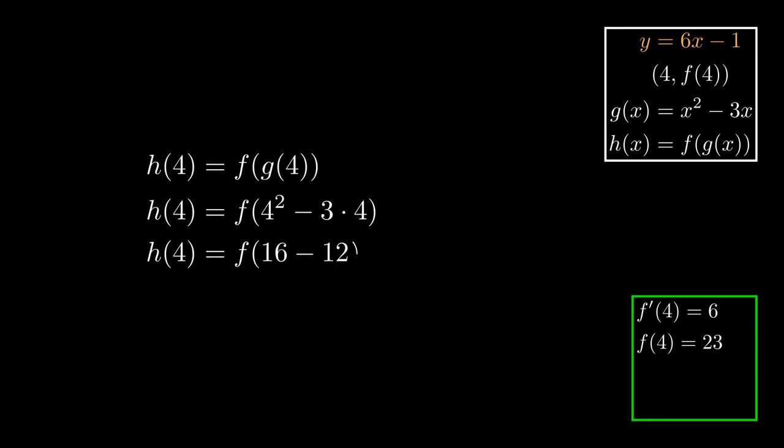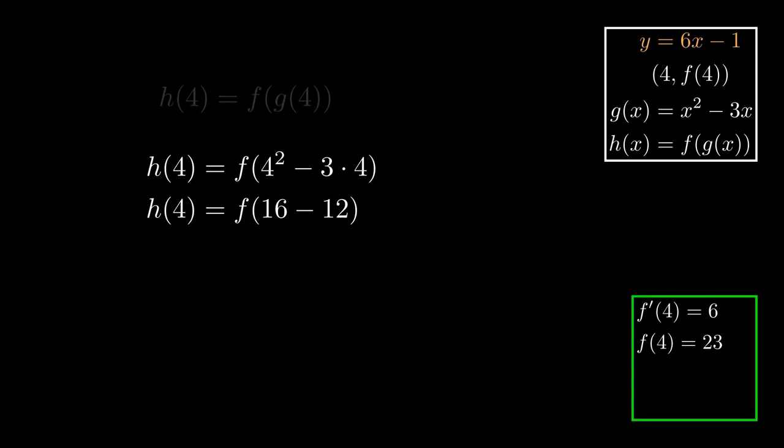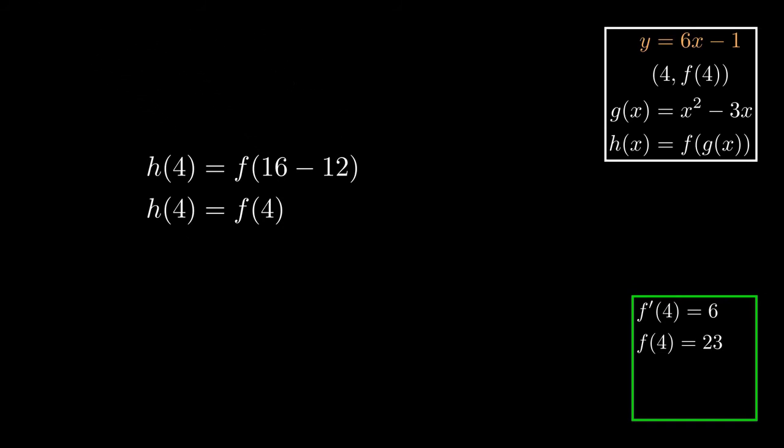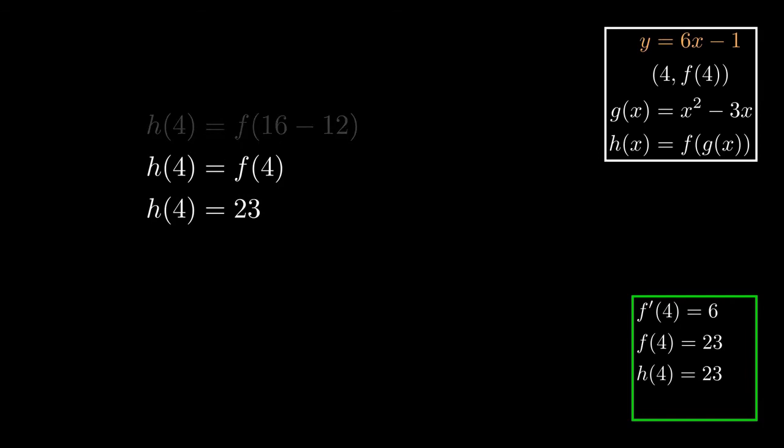Okay, so we now evaluate that g, and we get h of 4 is equal to f of 4. We know f of 4 because we did that for part B. So there's C. All right, so far not too bad.